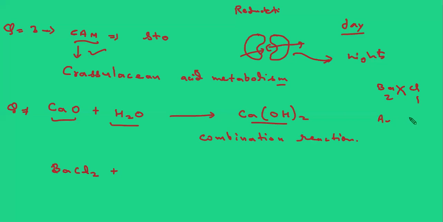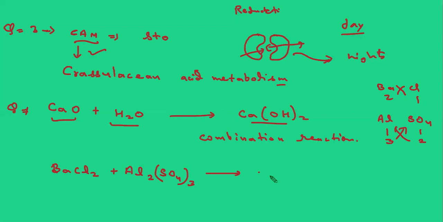Aluminium sulfate. Sulfate has a valency of 2, aluminium has a valency of 3. When you cross them, what should be the formula of aluminium sulfate? Al2(SO4)3. Yes. So Al2(SO4)3. So it is giving you what?